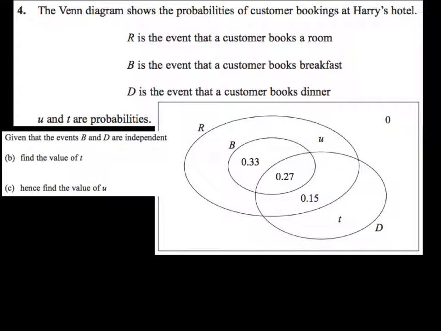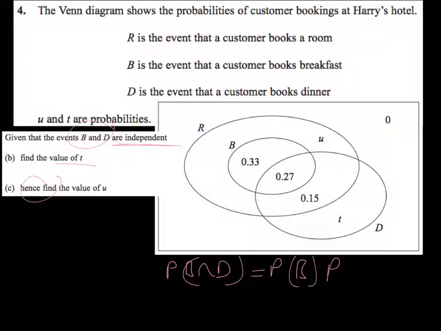In part B, we're told that events B and D are independent, and we're asked to find the value of T and hence find the value of U. Now, if two events are independent, B and D here, the probability of B and D occurring is going to be the same as the probability of B occurring multiplied by the probability of D occurring.